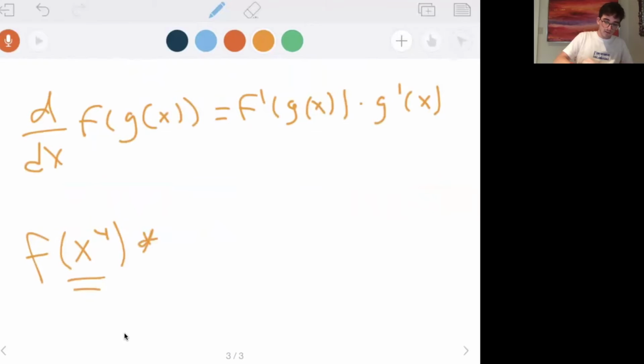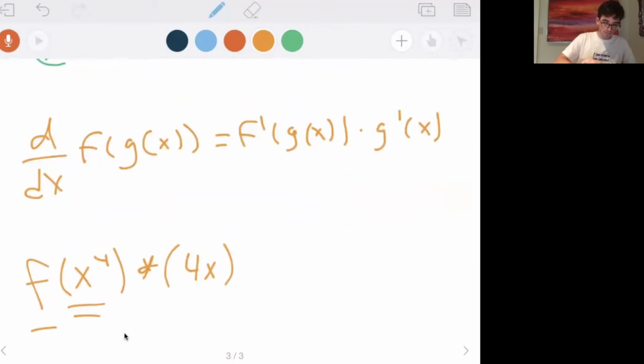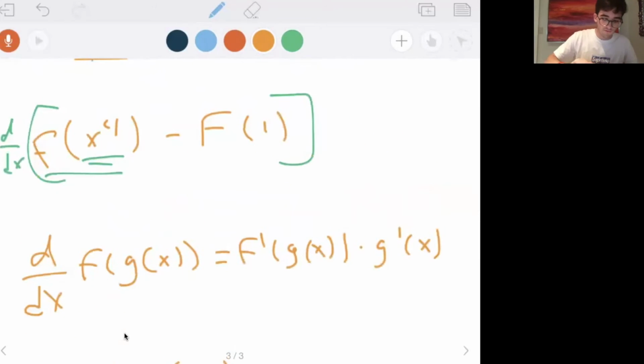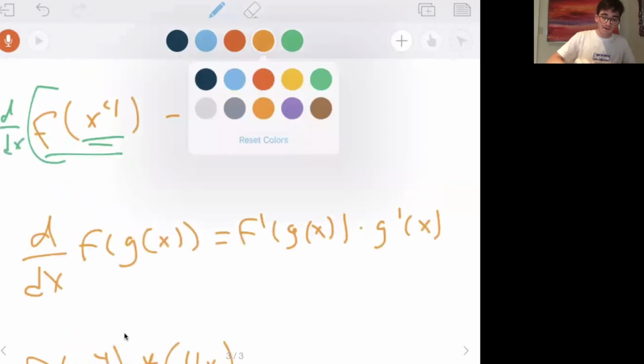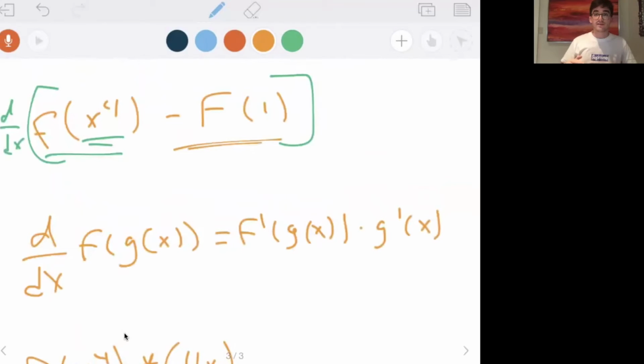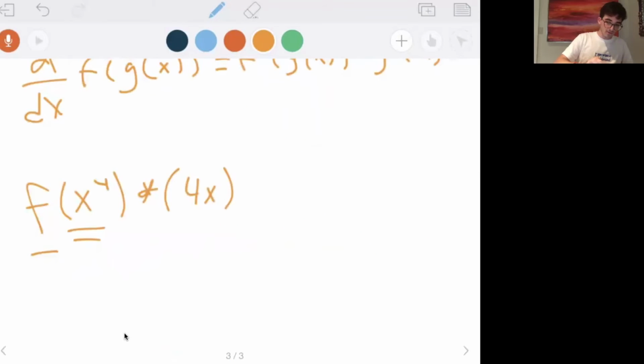Well, that's just going to be 4x. Okay, cool. So original function multiplied by the derivative of the inside. F of 1, again, that's just a constant, so when I take the derivative of that, it goes to 0. So my answer is just f of x to the fourth times 4x.